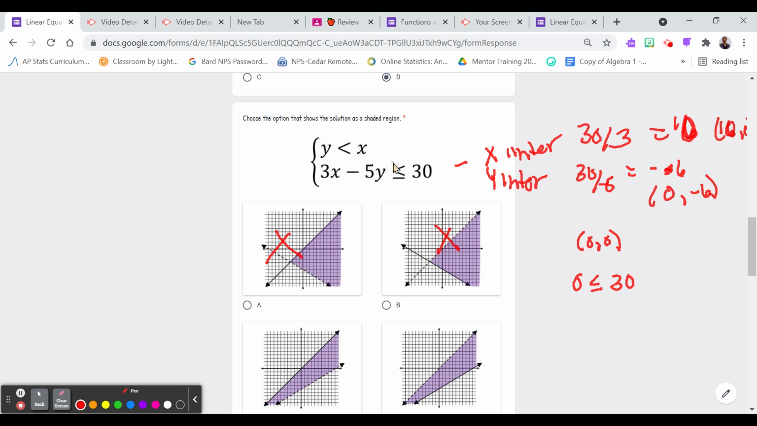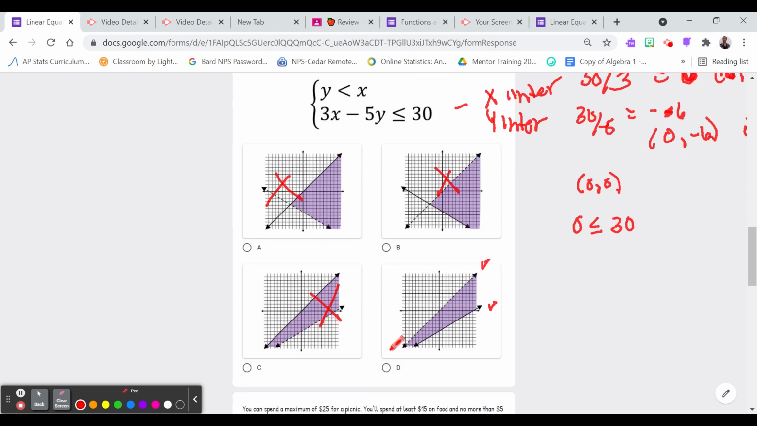And not only that, we see that it's less than or equal to, so we know we're going to have a solid line. This one has a solid line, so we want to include this one. And the top one was a dashed line, so it doesn't have that equal to below it, so it's dashed. And this is just all wrong. We have our solid and our dashed lines reversed, so it is D.